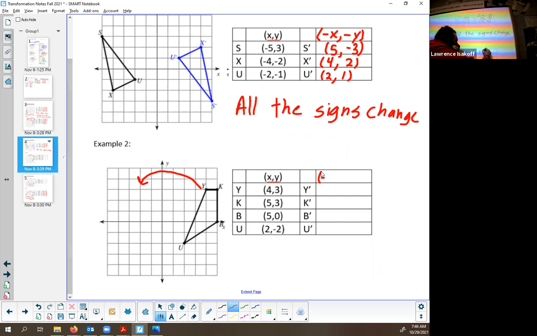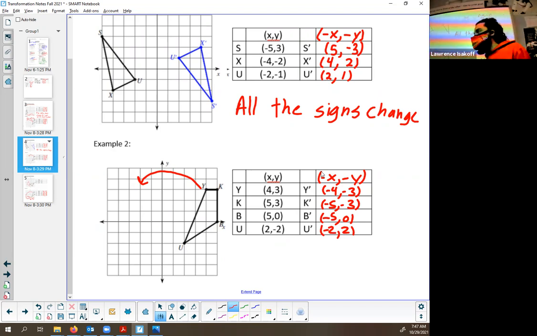So again, that will be -X, -Y. All I do is change the signs. This is 4, 3, -4, -3. 5, 3, -5, -3. 5, 0, that's -5, 0. And 2, -2 is going to change to -2, 2. So all I do is flip around our sign.